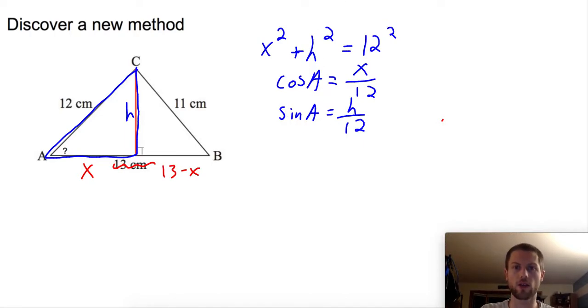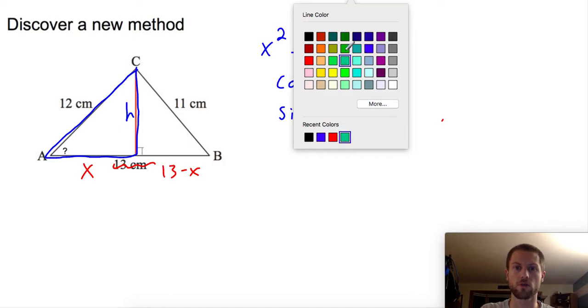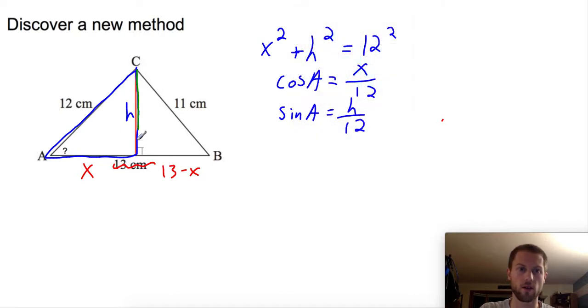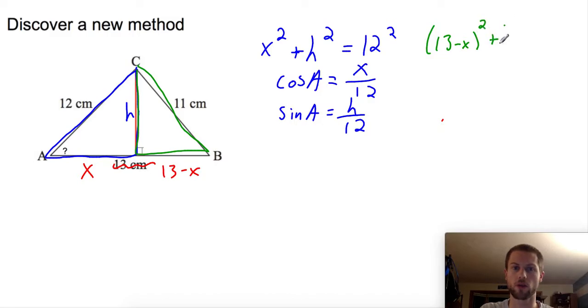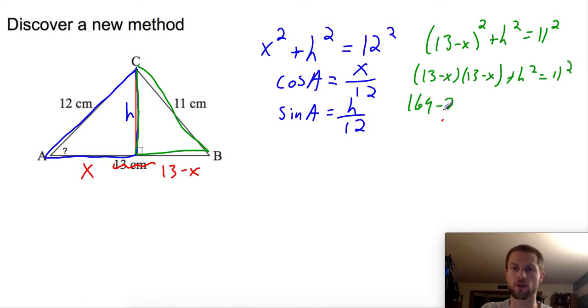And then let's take a look at this other right triangle. Let's use this green here and separate this right triangle and do the same thing over there. So I can write the equation; this time it would be 13 minus x, that's one leg, squared plus h squared equals 11 squared. And I'd have to multiply these two together, so that's really 13 minus x times 13 minus x plus h squared equals 11 squared. Once I multiply these two together, I get 169 minus 26x plus x squared plus h squared equals 121.